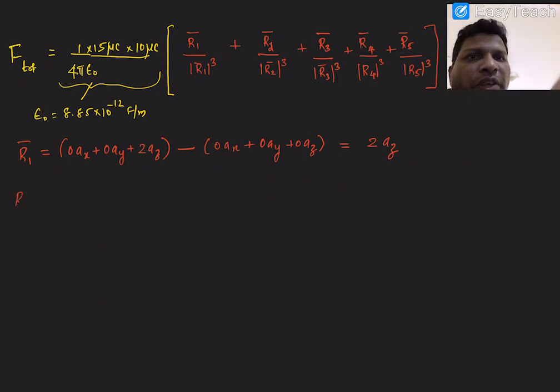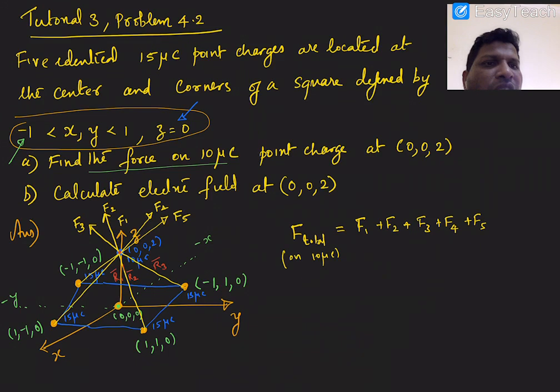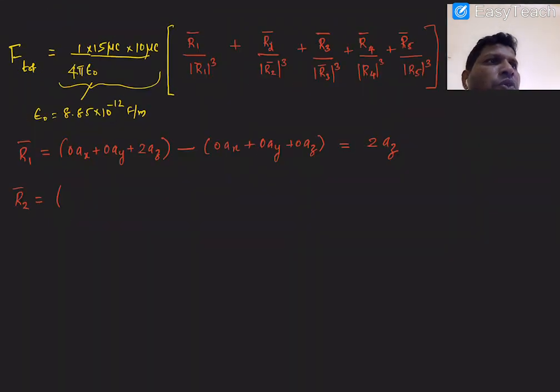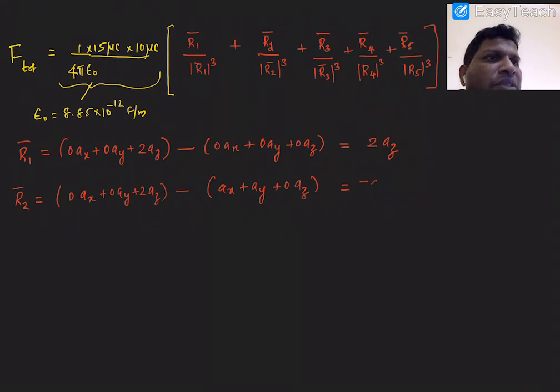Then the vector R2 will be equal to the position vector. R2 is the vector which is pointing from 1, 1, 0 to 0, 0, 2. So what is the final point? It is 0, 0, 2. That means 0 ax plus 0 ay plus 2 az minus, it is pointing from 1, 1, 0, that means ax plus ay plus 0 az. So you will get minus ax minus ay plus 2 az.